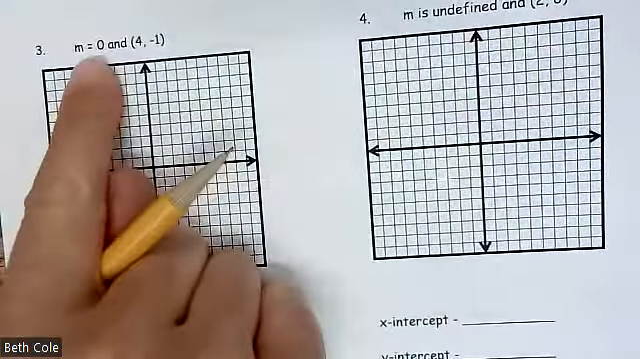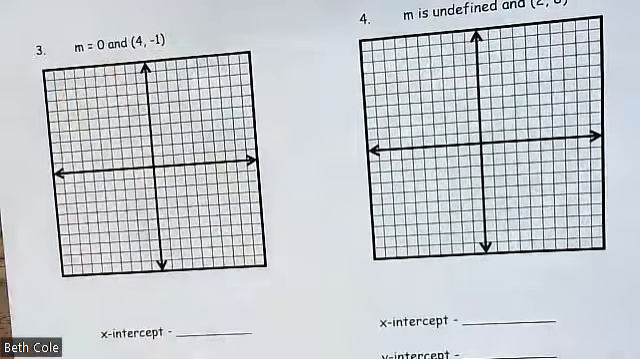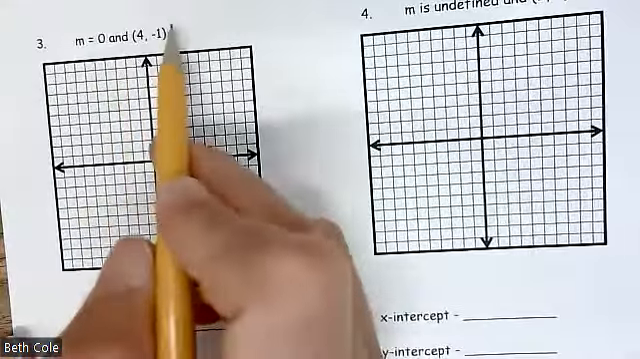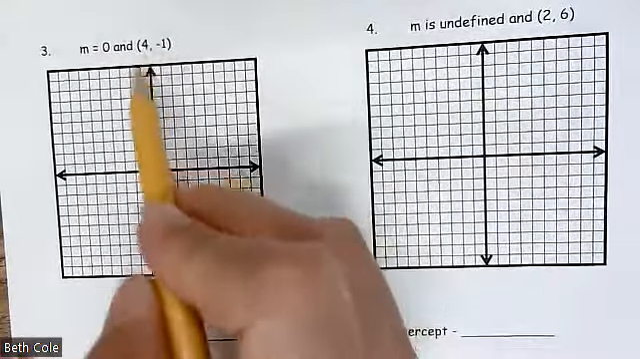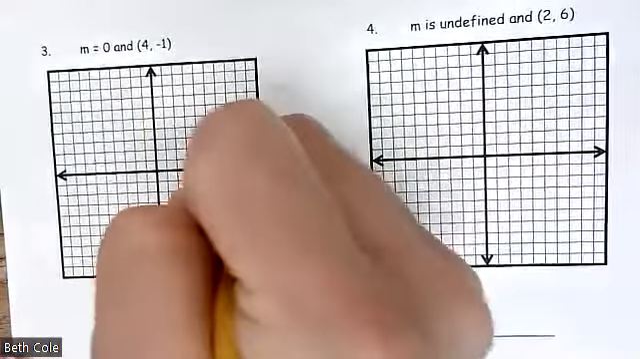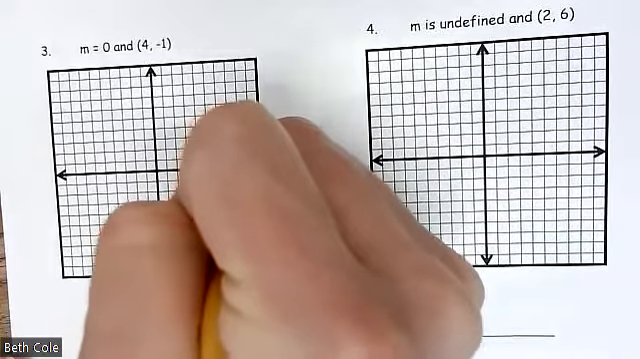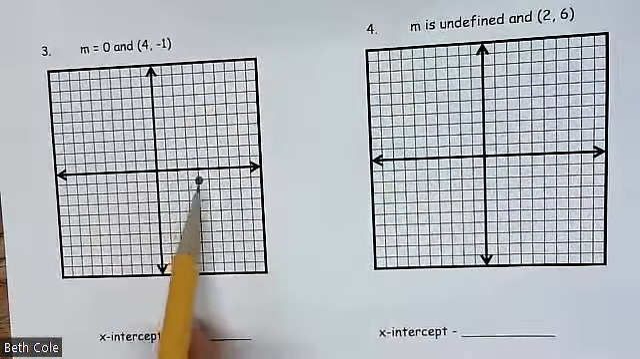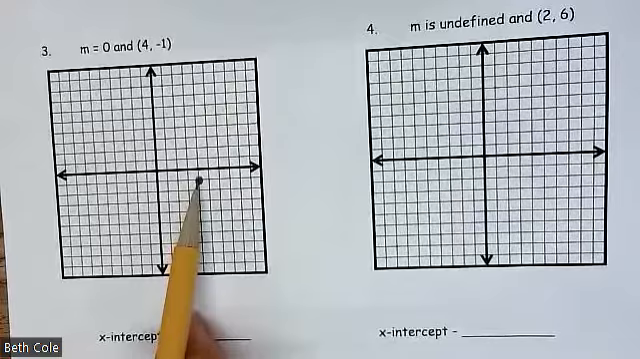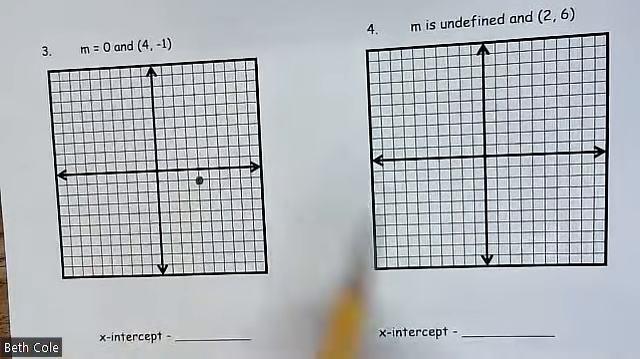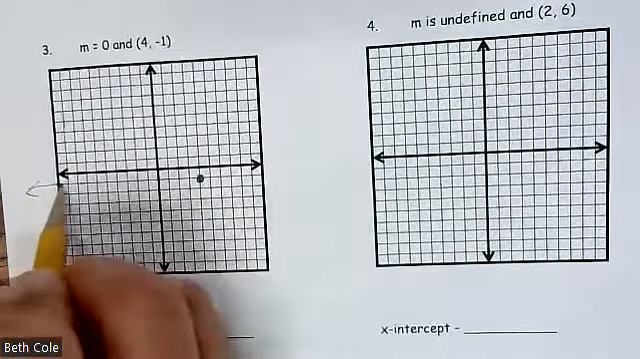Oh, this slope is zero. What is that going to look like then? Yeah, horizontal. Okay. And then vertical. I know I did one of each, right? And then we're going to go through this point. So go ahead and plot 4, negative 1. It'll be in the fourth quadrant. So 4, negative 1 will be right there. And then you're just going to draw a horizontal line through it.